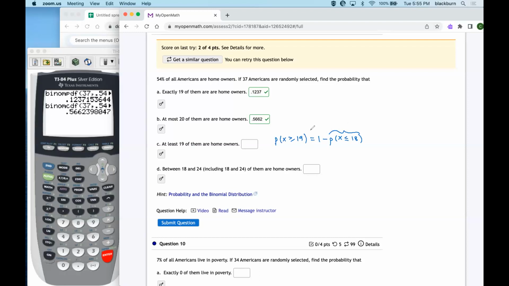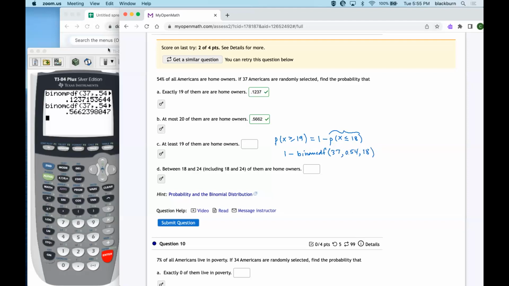All righty. So this is the calculation we're going to have to make this time. We're going to have to do 1 minus binomCDF, and we do 37, 0.54, 18. Wendy does a really good job explaining this in her video. So I'm going to leave it to her to teach you the topic, and leave it to me to demo it on homework more so.